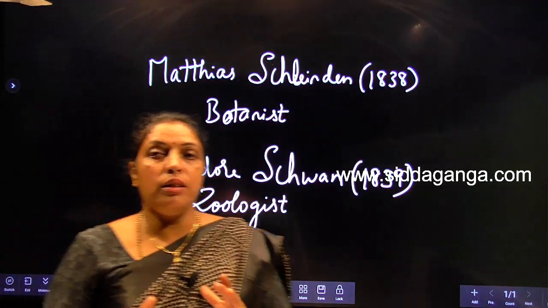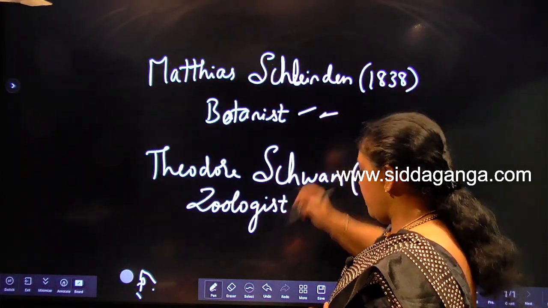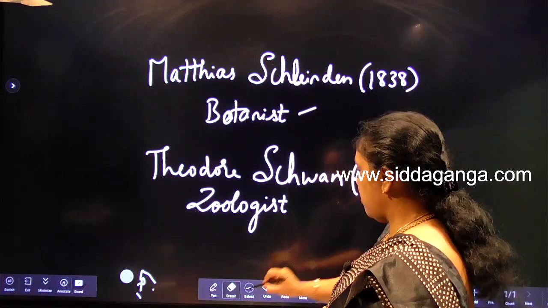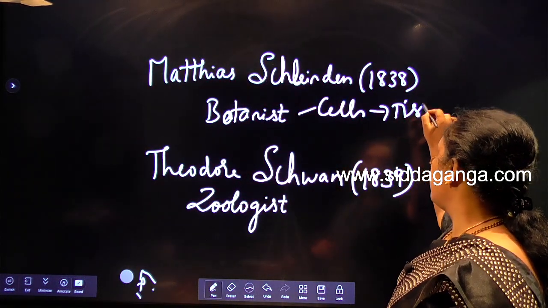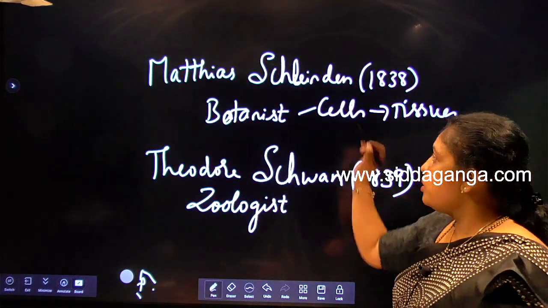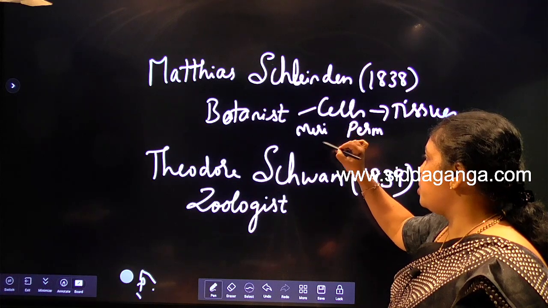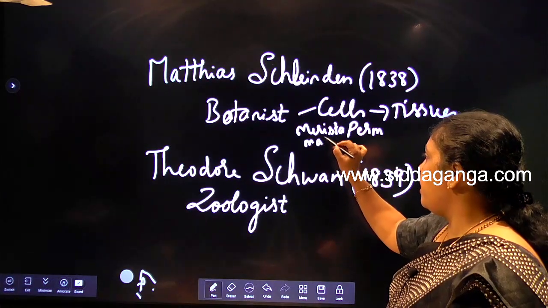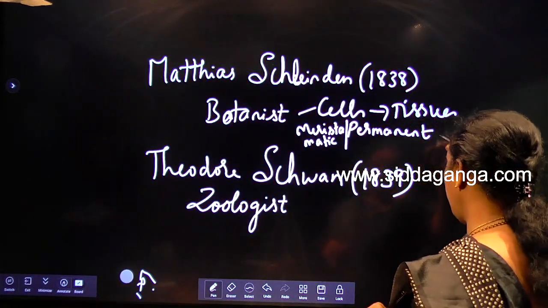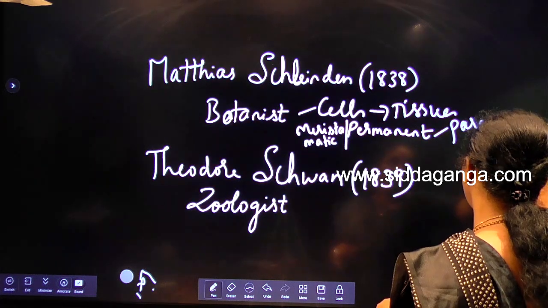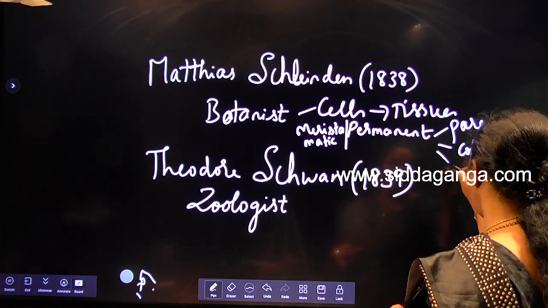Matthias Schleiden ಯಾವ್ದು ಸ್ಟಡಿ ಮಾಡ್ತಾರೆ, he studied only the plants. After studying plants, he told all plants are made up of different types of cells which form tissues and organs and organ systems ಅಂತ. So plant tissues we studied in 9th ಅಲ್ಲಿ ನಾವು ಓದಿದೀವಿ, meristematic tissues and permanent tissues. Permanent tissues ಅಲ್ಲಿ we studied parenchyma, collenchyma and sclerenchyma.